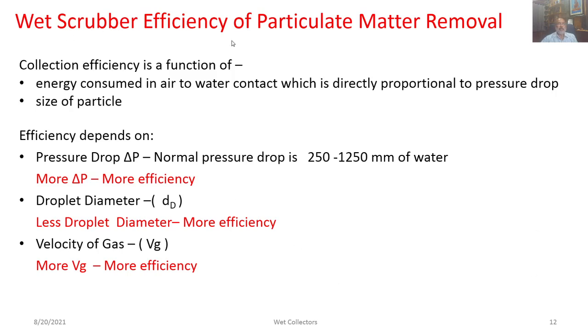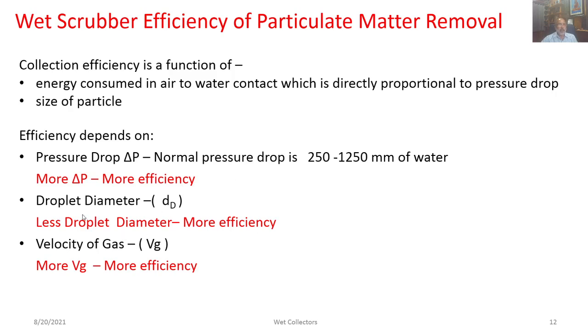The wet scrubber efficiency is very high for particulate matter removal. But essentially, it can be considered to be a function of the energy consumed in air to water content, which is directly proportional to the pressure drop as well as the size of the particle. In common scrubbers, the normal pressure drop is 250 to 1250 millimeters of water. As we discussed about a variety of air pollution control equipment, the more the pressure drop, the more the efficiency.